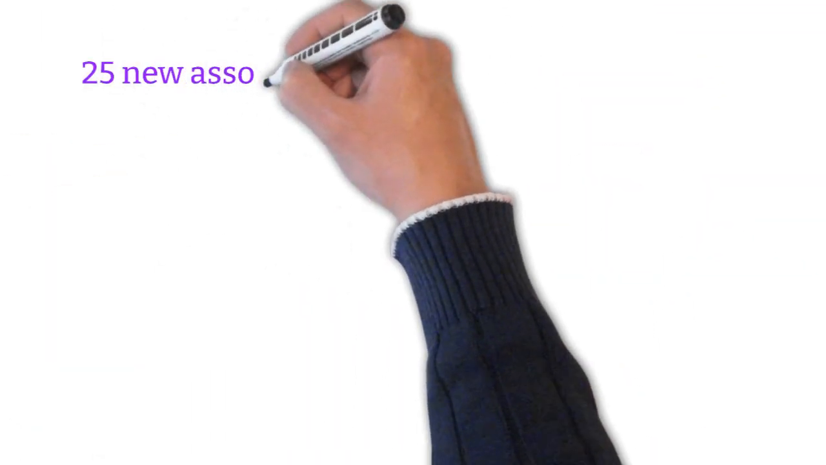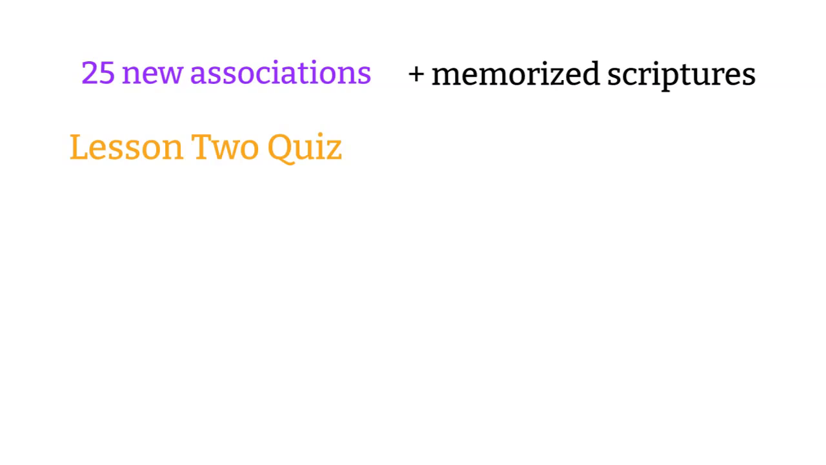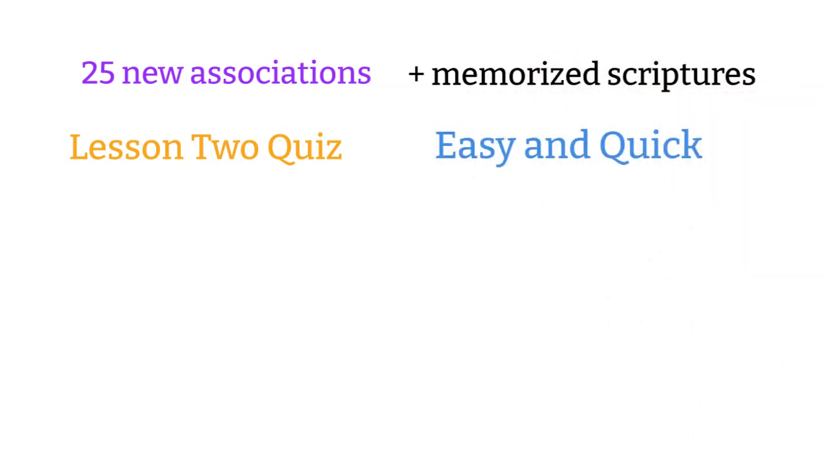In this brief lesson, we've covered 25 new associations to add to your collection, plus any memorized scriptures you might already know, which could be dozens more. Check your memory using the Lesson 2 quiz on the website. Associations are easy and quick to perform, and practice does speed up the process.